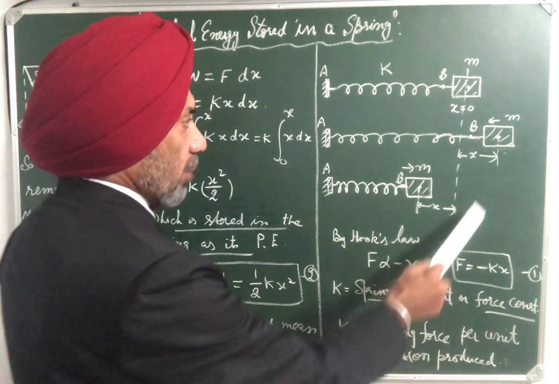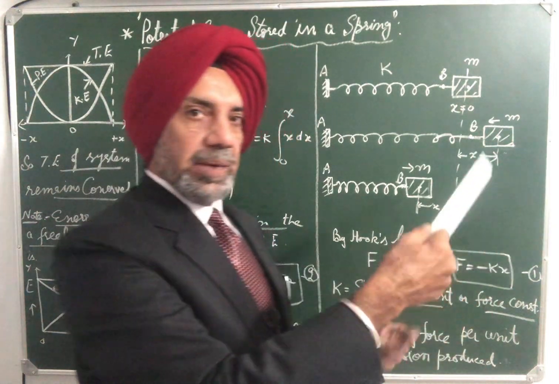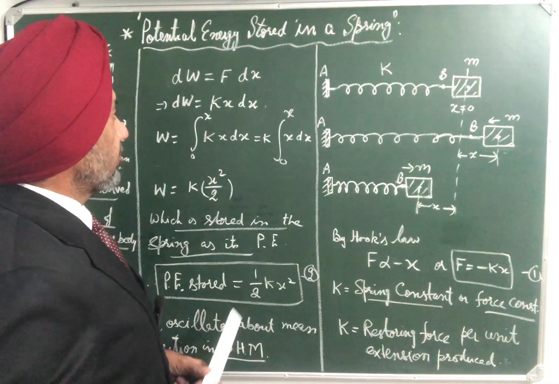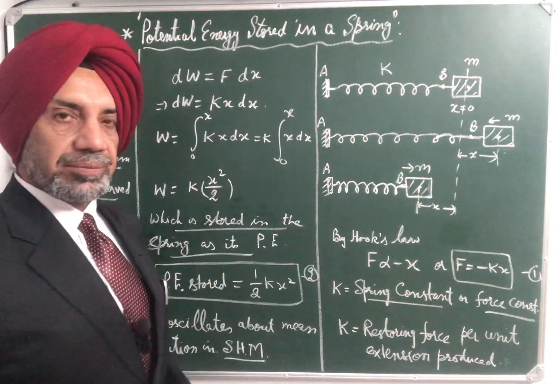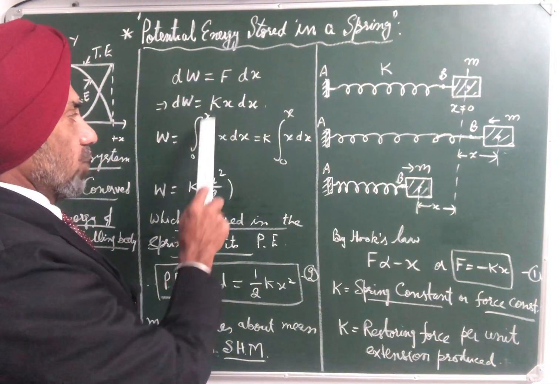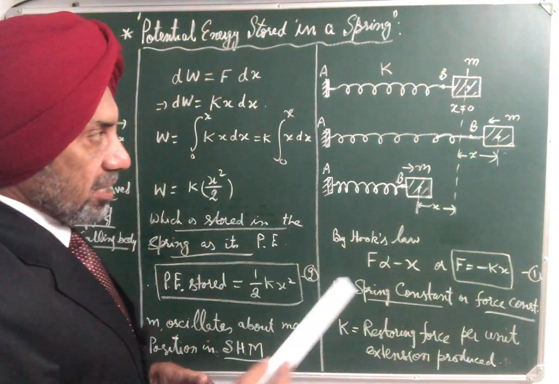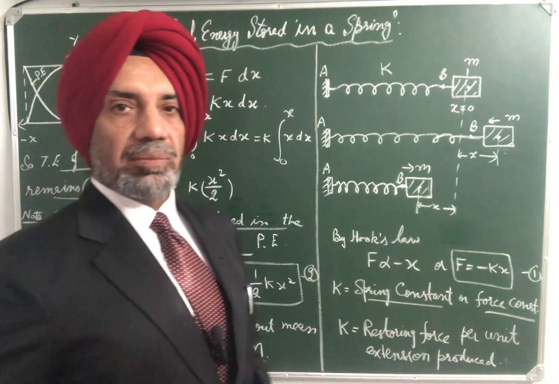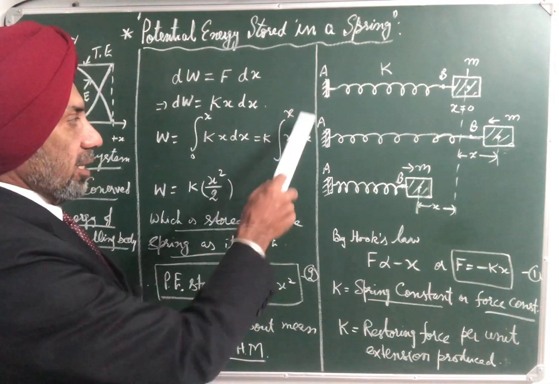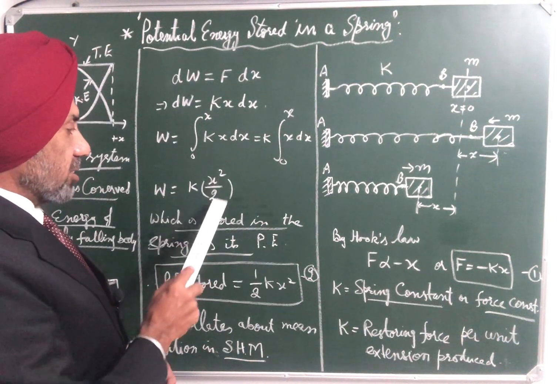and that small amount of work done in displacing the mass M further through small displacement dx is given by dW is equal to F dx, or dW equal to kx dx, or W is equal to integral from 0 to x of kx dx. That is the total work done in order to stretch the spring through displacement x from the mean position towards right. So k can be taken as constant, integral 0 to x of x dx will be x square by 2. So W is equal to kx square by 2.